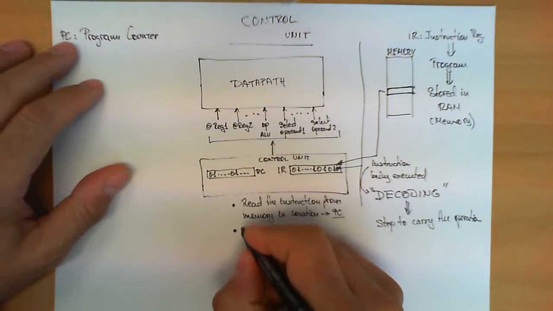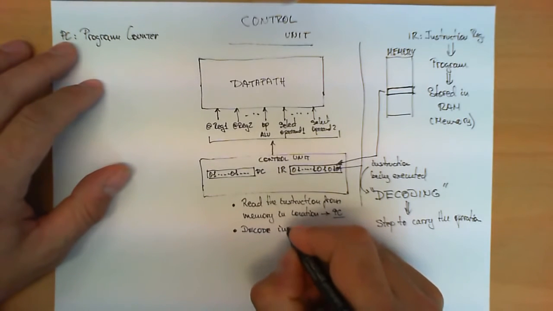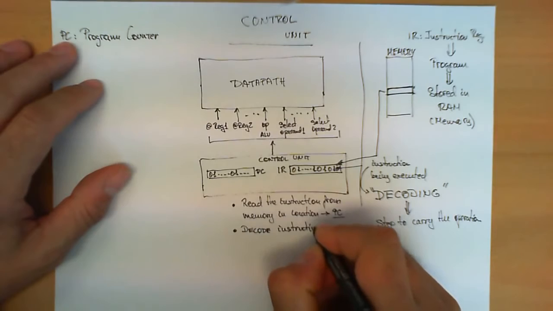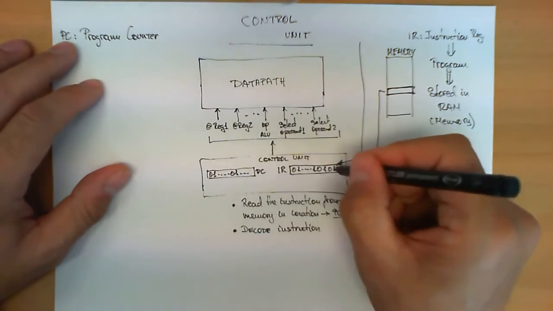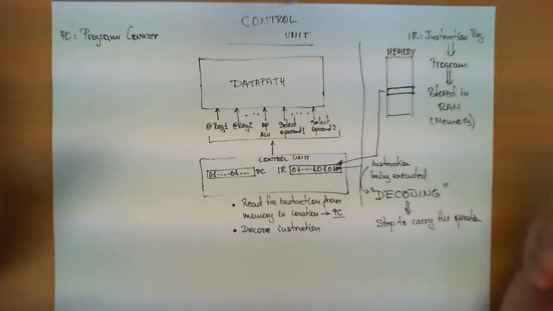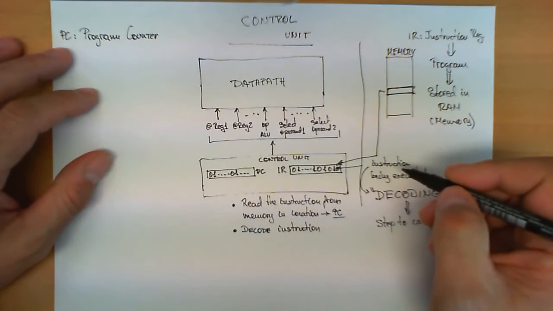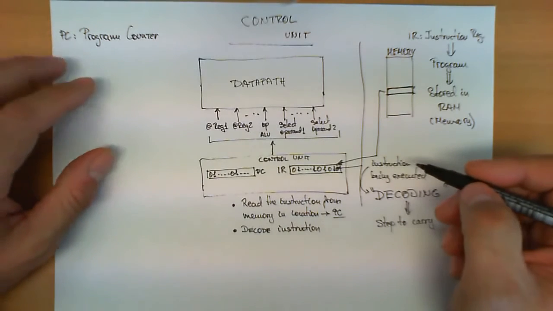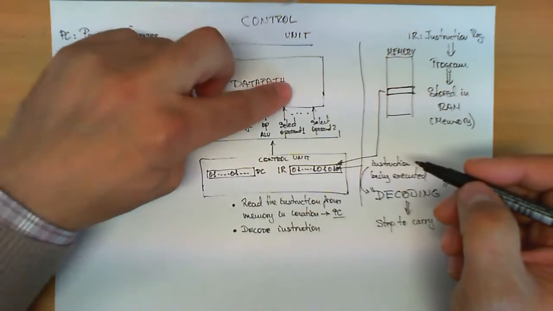Next step is to decode this instruction. In other words, we need to know exactly what kind of zeros and ones are here and their meaning in order to interpret the next operation to execute. Now let's assume for this example that this combination of zeros and ones are encoding an operation such that two values in two registers in the data path need to be added.